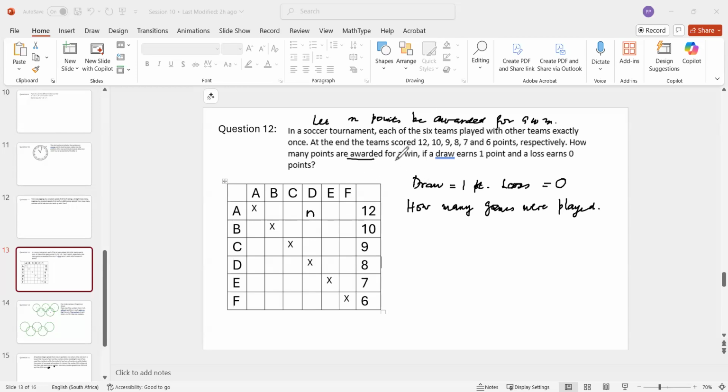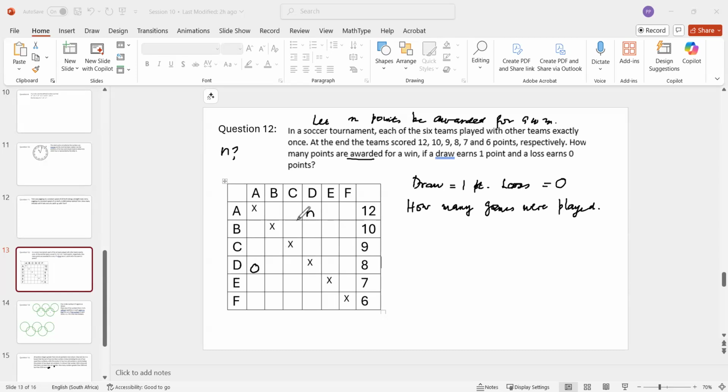That's the question. You need to know what n is. So the problem is, what is n? How many points are awarded for a win? So that becomes your unknown. But then if A won, that means D lost. So where D plays A, you're going to put a 0 here. So every time there's an n on this side, there's a 0 on the other side. If there's 0 here, then there's an n on that side. Okay, that's an important thing. And these two will be counting for only one game, right? A plays D and D plays A, it's the same game.